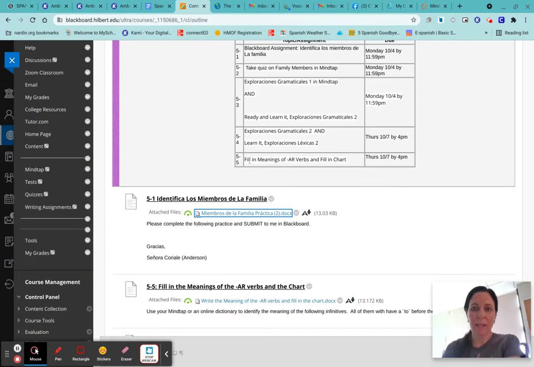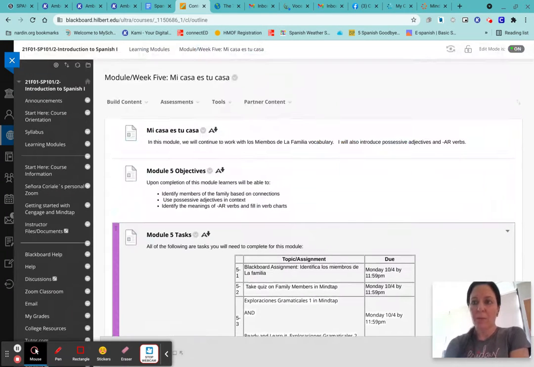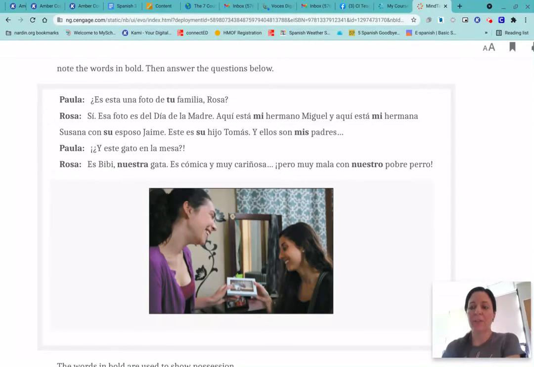That's due by Monday. And then you have a quiz on family members in MindTap, also Monday. And then you're getting into Exploraciones Gramaticales Uno in MindTap, which is the possessive adjectives. So that is our schedule for this week. You can also see what's coming up here. So why don't we go into MindTap and just take a look at some of these structures.